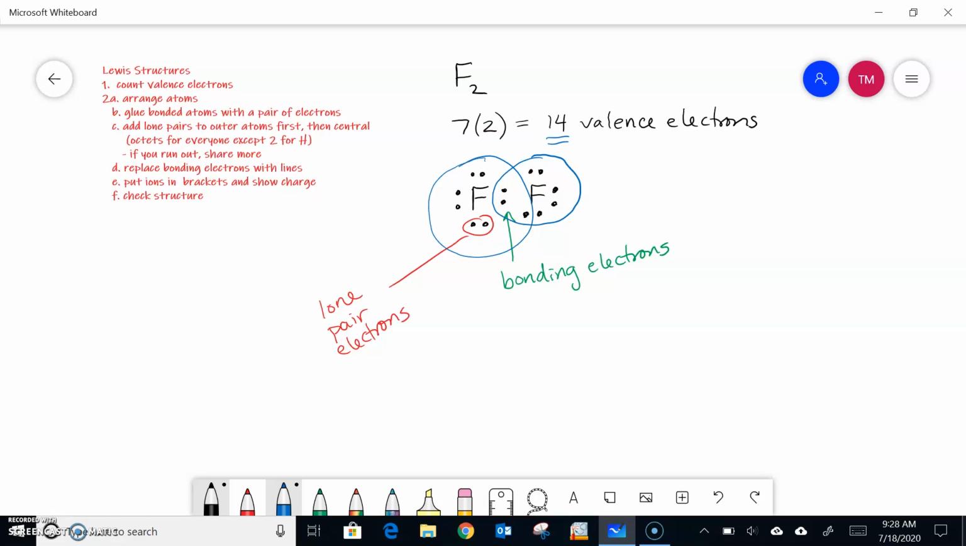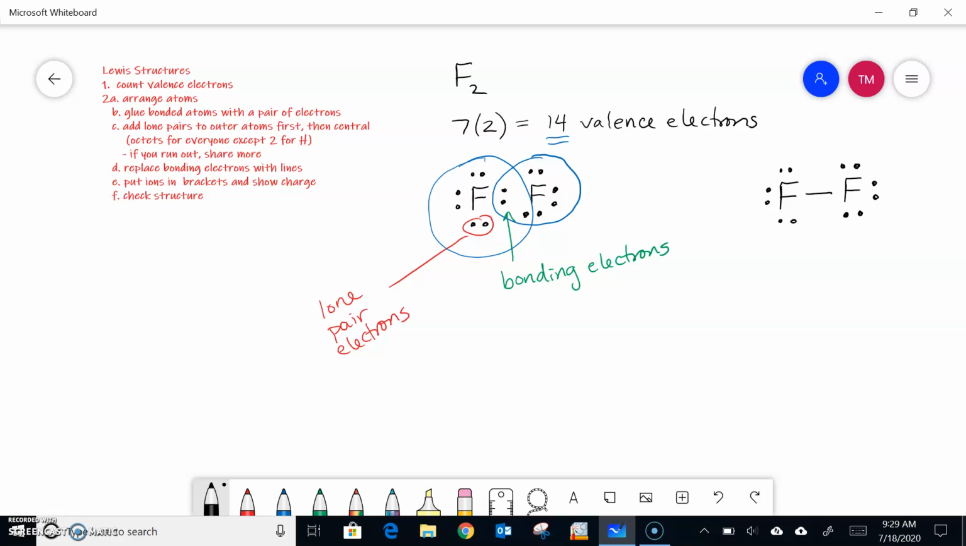Now the last thing that we're going to do, I'm now in step 2d, is go ahead and redraw this where we show the bonding electrons as a line. So the 2 dots in the middle that were my bonding electrons, I'm turning that into a line. But I go ahead and keep all of the lone pair electrons that I had in my structure.